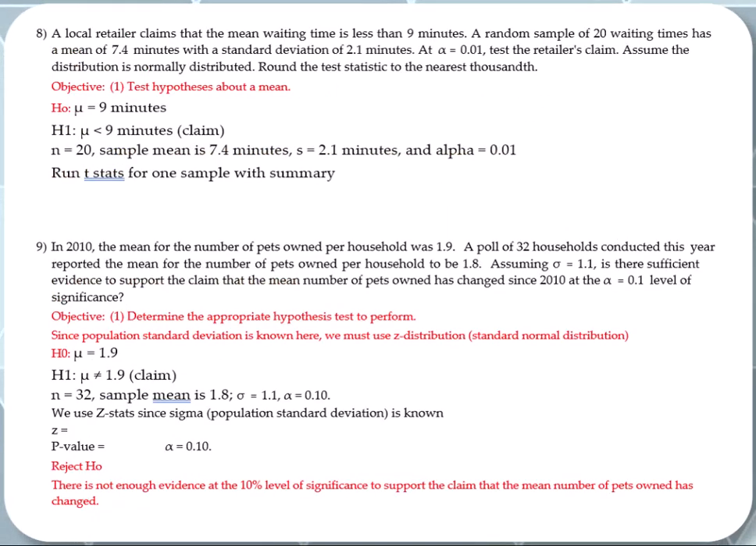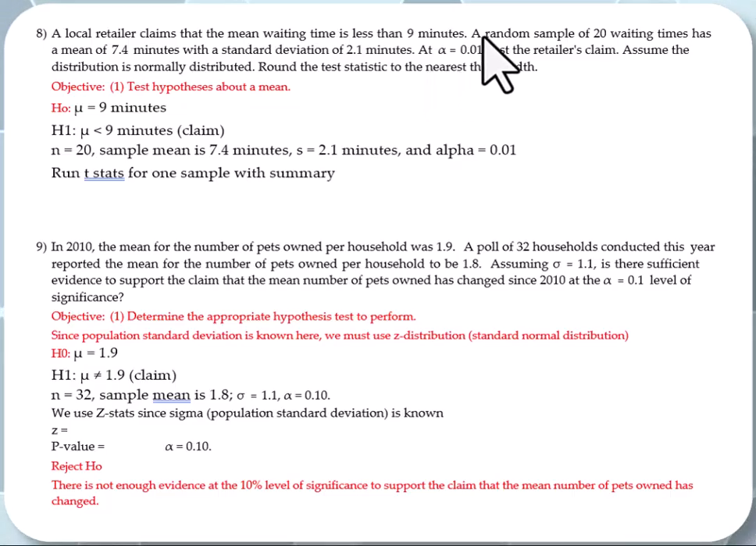Next question. A local retailer claims that the mean waiting time is less than 9 minutes. So if I now write the null and the alternative hypothesis, in the alternative H1, mean is less than 9 minutes. That's the claim. And H0 will be mean equals 9 minutes. A random sample of 20 waiting times, so n is 20, has a mean of 7.4. That's x-bar. Sample mean x-bar 7.4 minutes with a standard deviation of 2.1. That's s. At alpha equal 1%, test the retailer's claim. Assume that the distribution is normally distributed. Round the test statistic to the nearest thousandth. So he wants the test statistic with 3 decimal places.